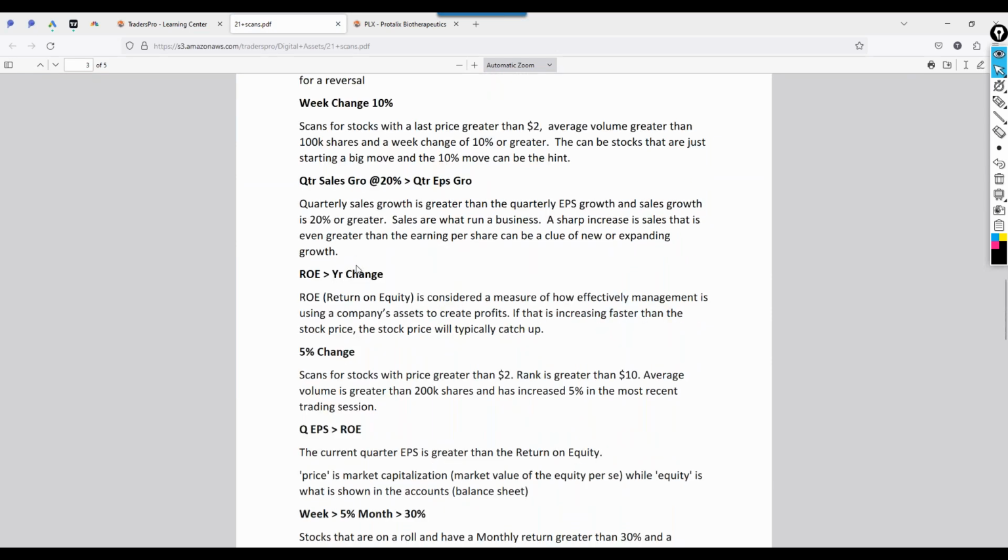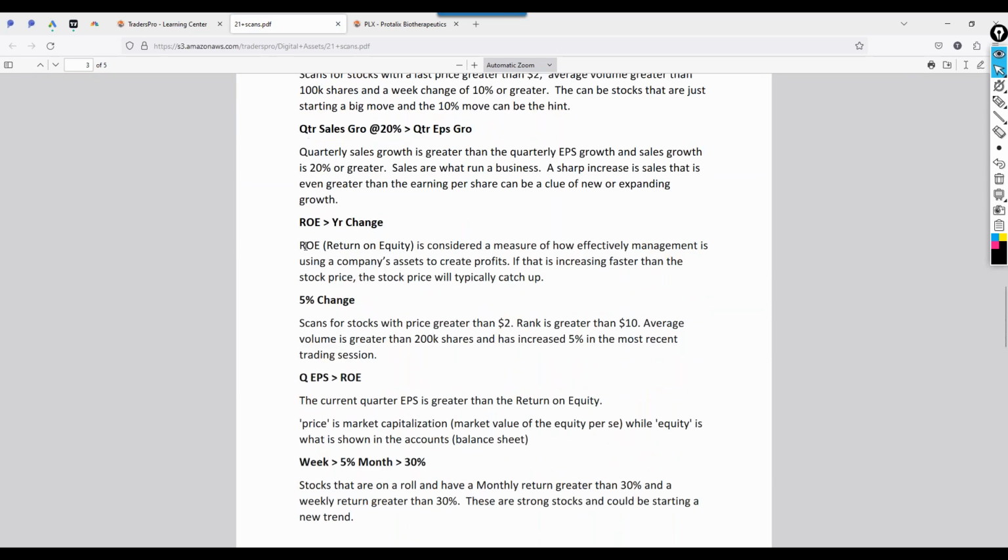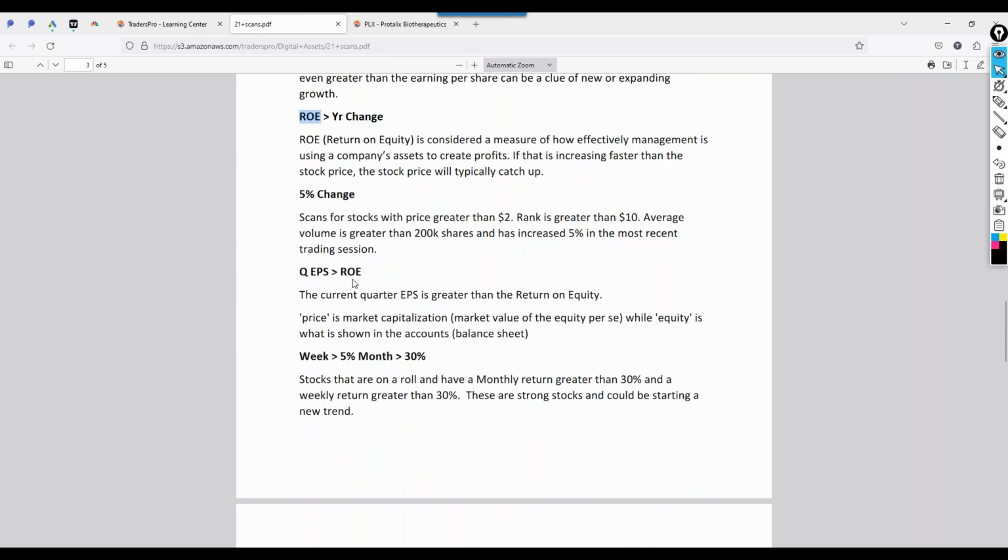Okay, 10% change obviously is the same. ROE is greater than the year change. Return on equity is considered a measure of how effectively management is using the company's assets to create profits. If that is increasing faster than the stock price, the price will typically catch up. So there's that scan. I like that one. ROE is greater than the year change. Quarterly EPS is greater than ROE.